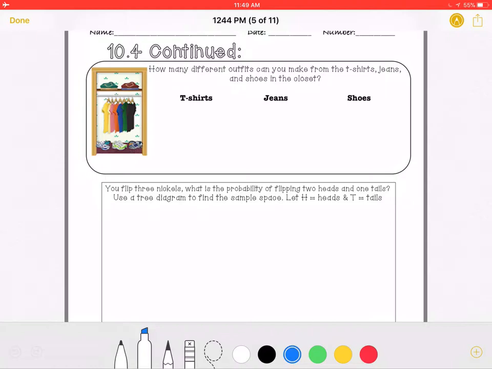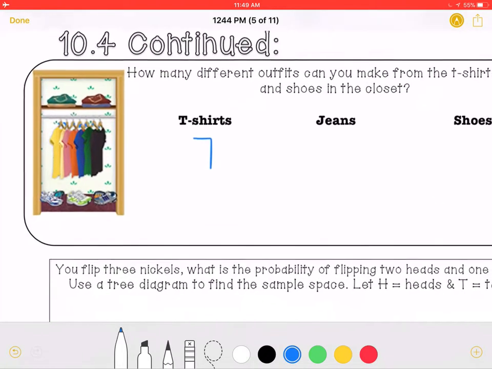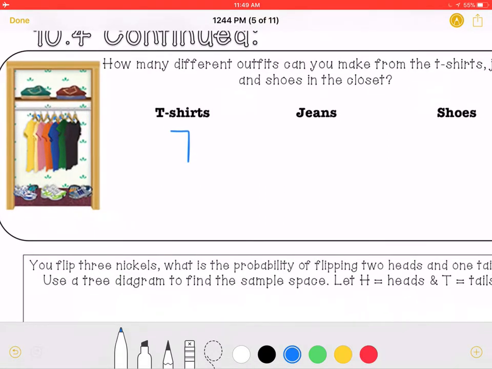the closet? So let's take a look at this closet real quick. How many t-shirts are hanging? Let's count those up. I see 1, 2, 3, 4, 5, 6, 7. There are 7 different colored t-shirts. How many different pairs of jeans are there? They're stacked up top here. I see 1, 2, 3, I see 4. And then pairs of shoes, I see 3.